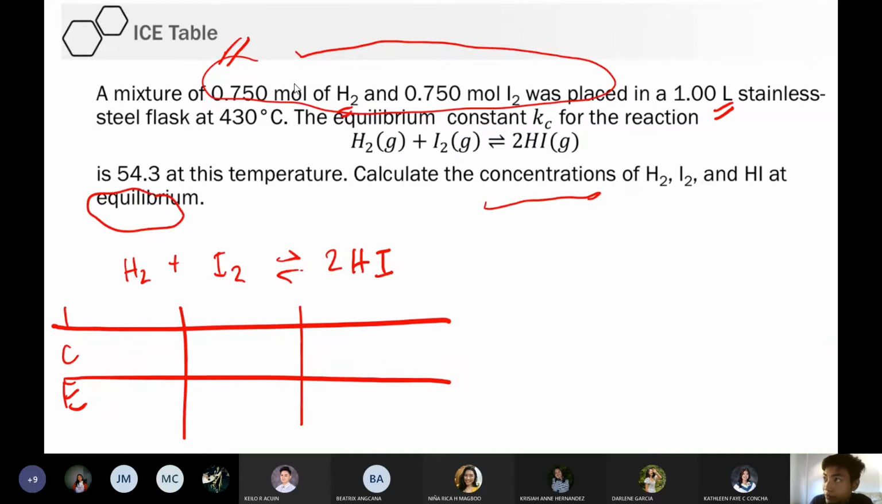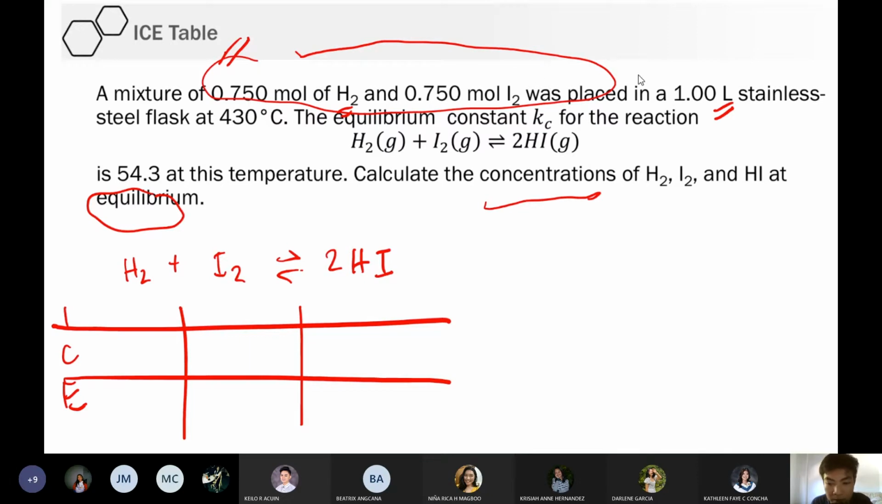If you have moles, you have to divide by the volume of your container first. You're not going to plug in the moles as is. You have to divide by the volume so you get the molar concentration. Again, the allowed values for the I are molar concentration or pressure only. That means moles are not allowed. So you have to divide this by 1 liter.